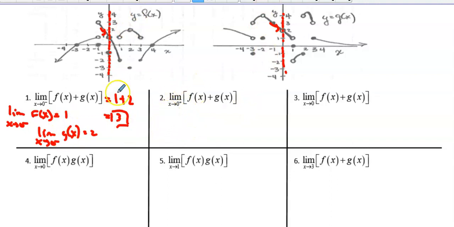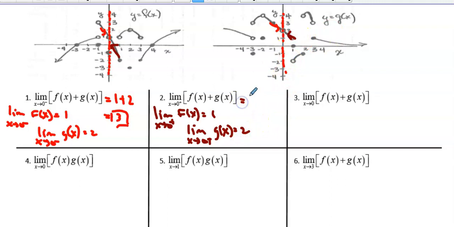So if that made sense to you, then example number 2 will also make sense to you, because now we're just going to look at both of the functions from the right. So we're going to go back up here, and now we're going to start looking at the function from the right. Well, again, we're hitting 1 for this function, and the right-hand limit of g of x is also 2, and so this is also going to be 3, right? We're just going to add up 1 plus 2. And so we've done all the work that we need to do.